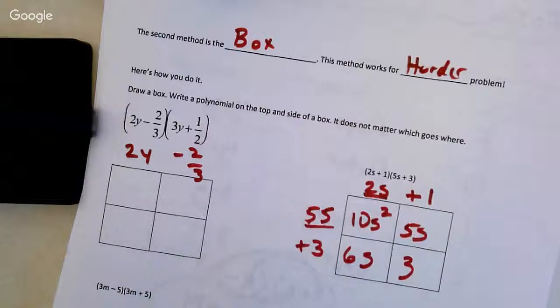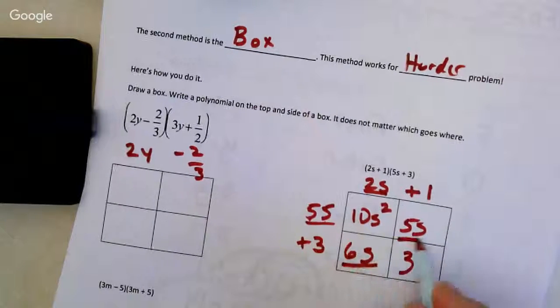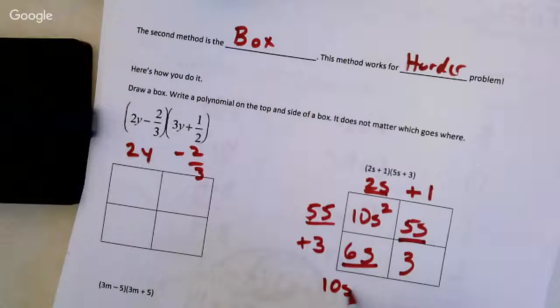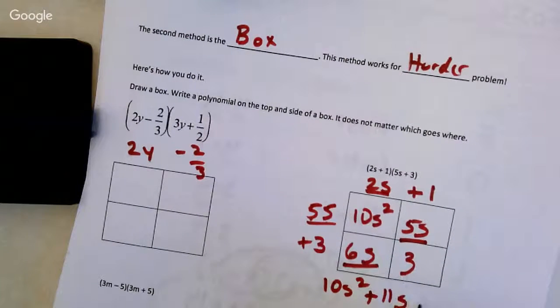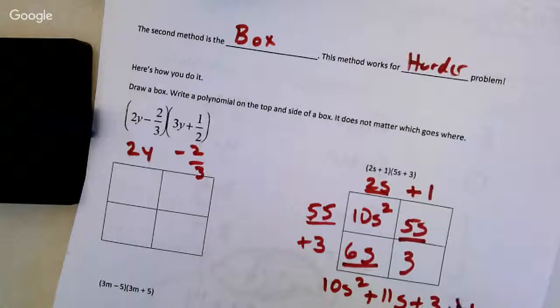Now notice, it's really doing the same thing. It's just a visual way to see it. There is no magic to this. You just visually see it. So then you combine your like terms. I have 10s squared. 5s plus 6s is 11s. And then plus 3. Smiley face.